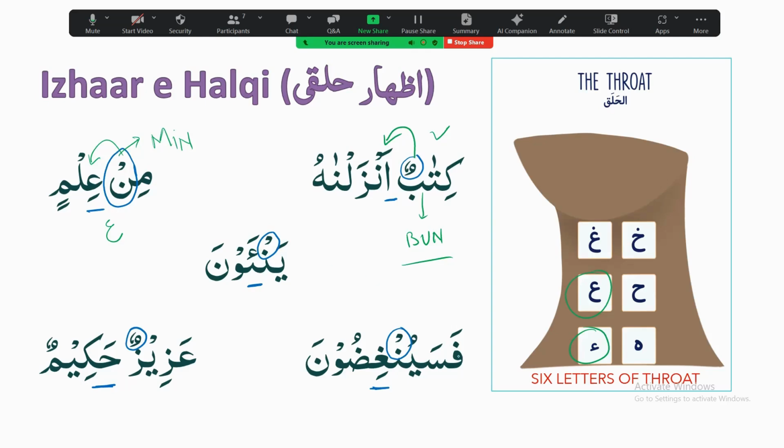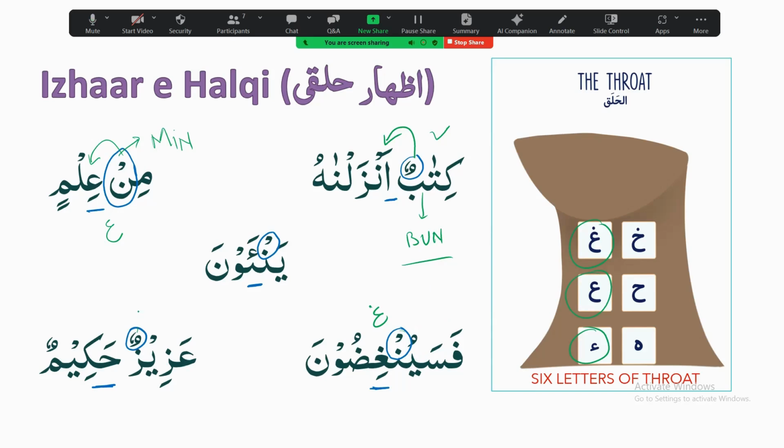Then the next example is fasayunghiduna. In this word, again you see a noon sakin in the middle, and after the noon sakin we see the letter ghain, sisters. This letter is ghain, which is from the 6 letters of the throat. So we say fasayunghiduna. We just keep it as it is.